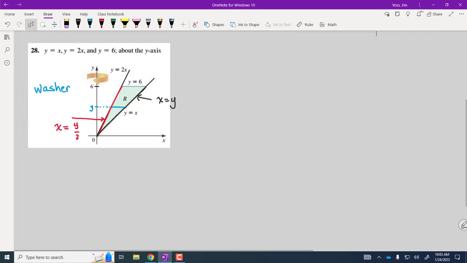Okay, so here's our washer then. Now that we have our washer, we think about the basic geometry. The area of a washer is pi times the outer radius squared minus the inner radius squared. So this is our basic geometry.